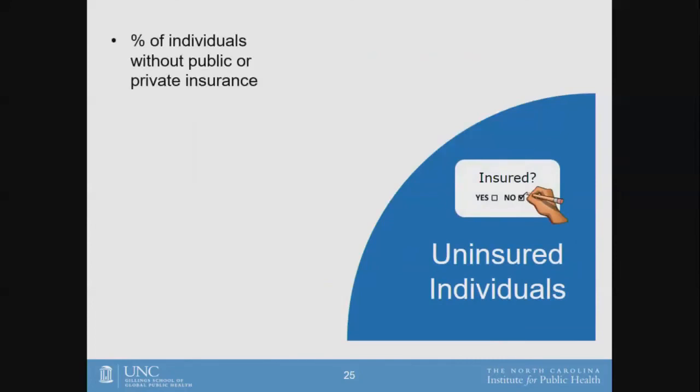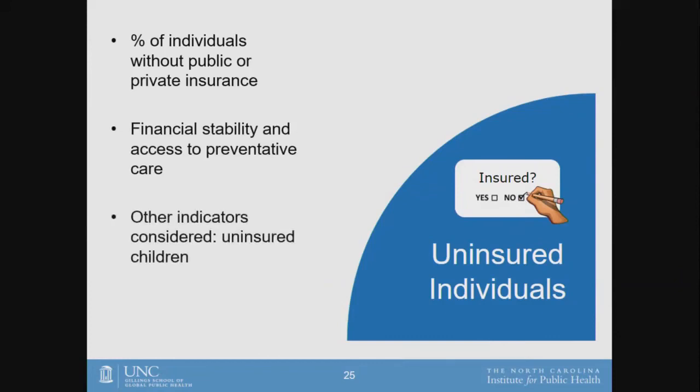So the final indicator in this domain was uninsured individuals. For this, it's the percent of individuals without public or private insurance. We know that insurance is important because it provides financial stability and access to preventative care. We also considered including uninsured children, but again, this was a small numbers issue where the data just was not reliable consistently across all neighborhoods. So we went with uninsured individuals because we know how the health of parents can affect the health of children.